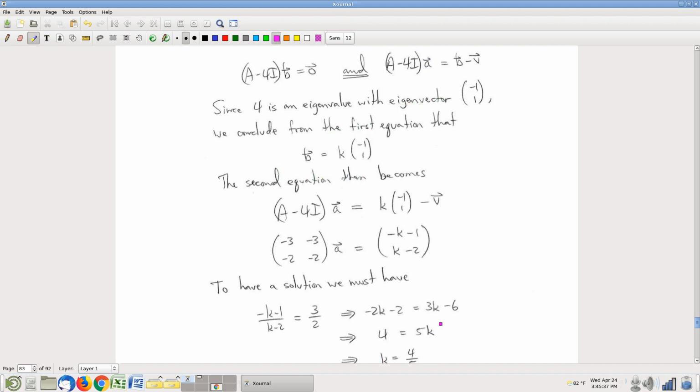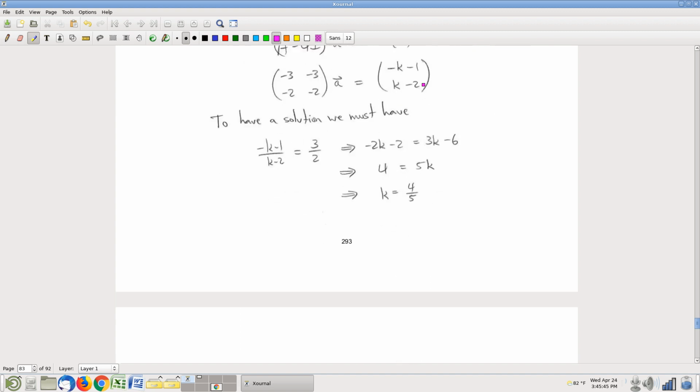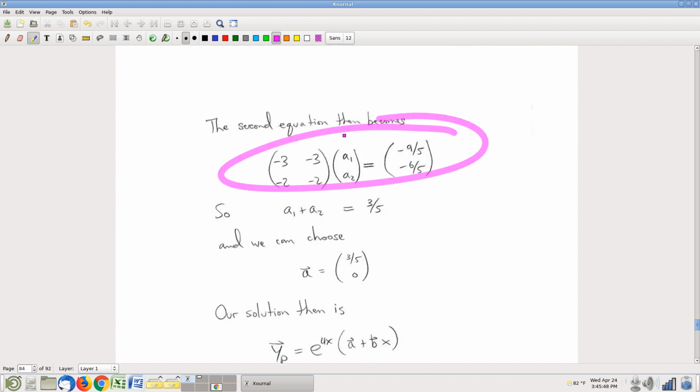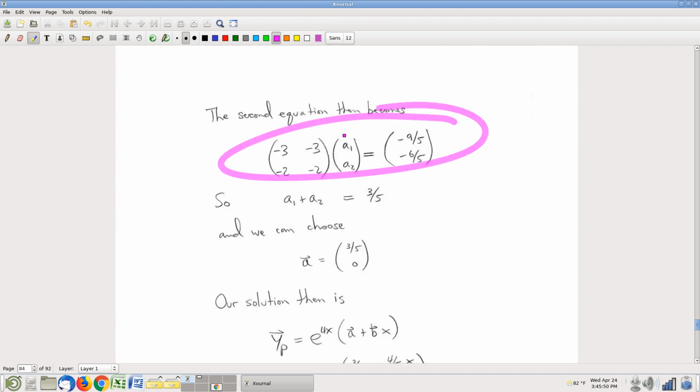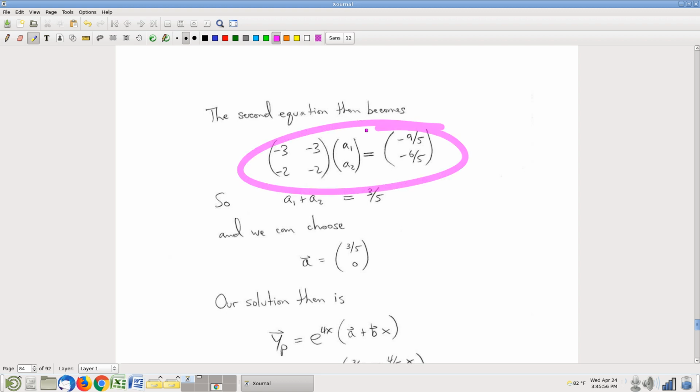So we know K, right? K is 4/5, so therefore we know what B is. Once you know what B is, then you know this system. You can write out the details, and this is what that system turns into. And solving this system is no problem. In fact, this is really only one equation. Well, it's a 2x2 system, right? But it's a 2x2 system that we know is singular.